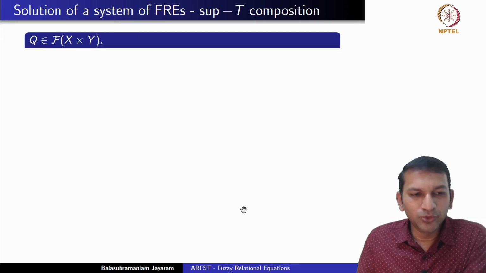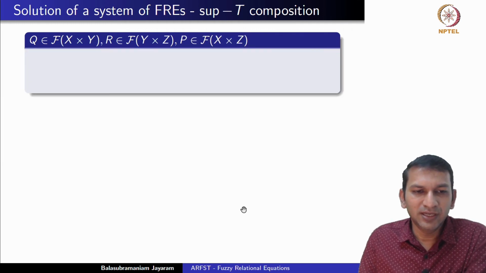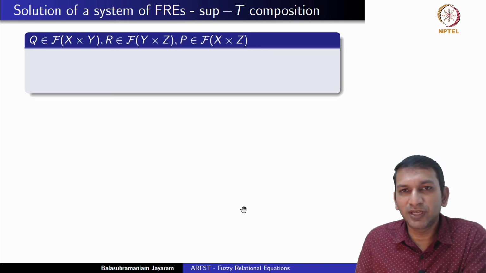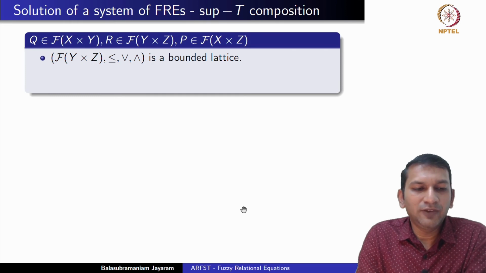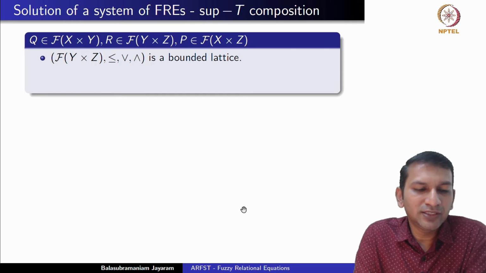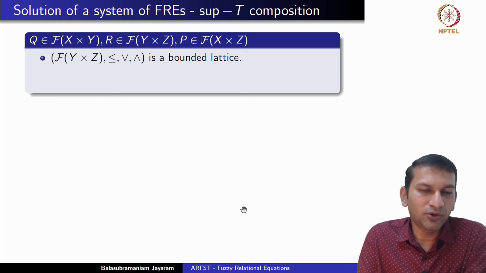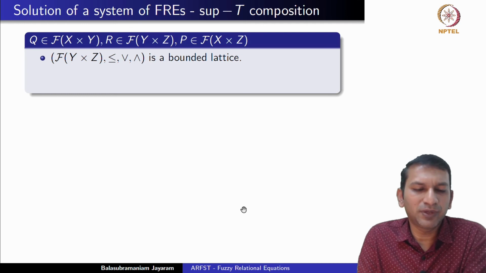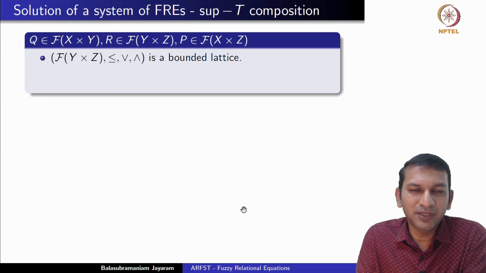Now once again, Q is a fuzzy relation on X cross Y, R is a fuzzy relation on Y cross Z, and P is a fuzzy relation on X cross Z. And let's look at a system of fuzzy relational equations where we use the sup composition. Now, if you consider the set of all fuzzy relations over Y cross Z, then with respect to the usual component-wise ordering and the max and min operation, we see it is a bounded lattice. The matrix with all ones is the top element, the matrix with all zeros is the bottom element.